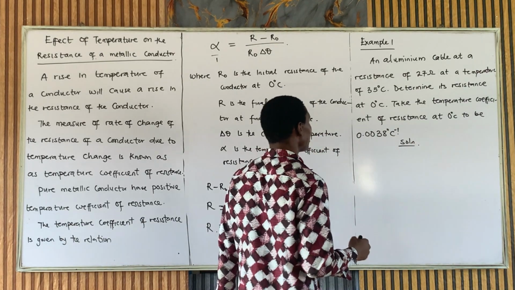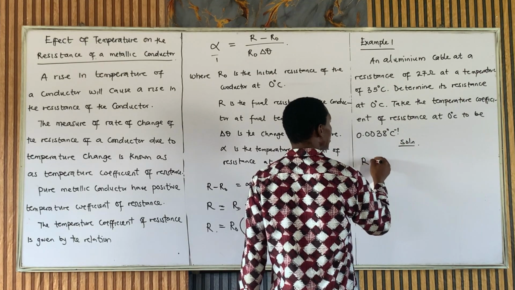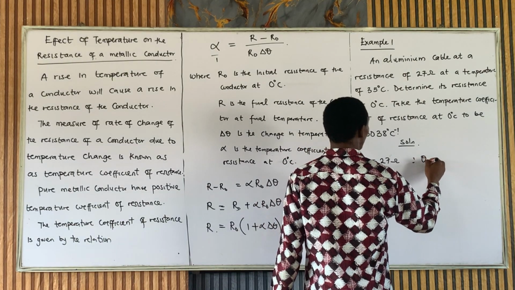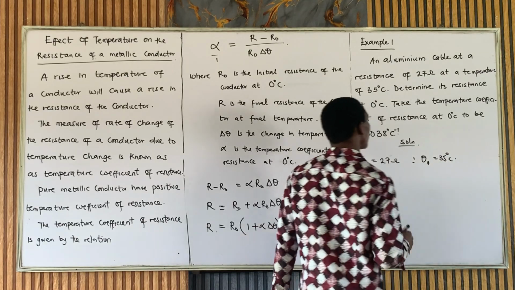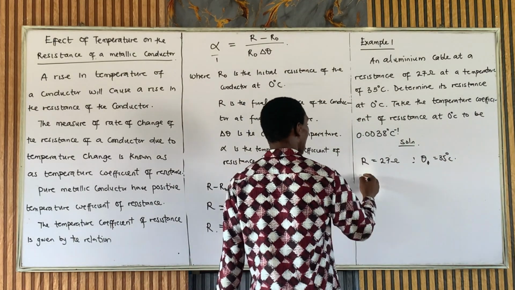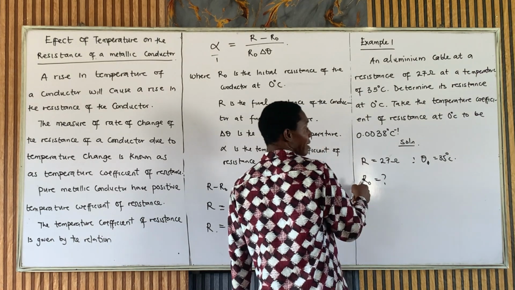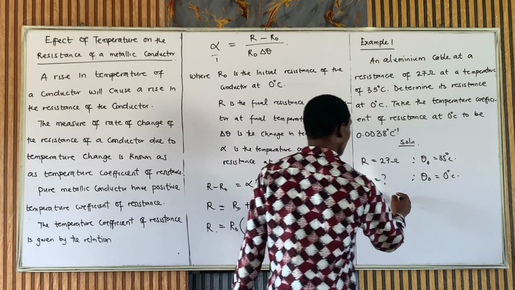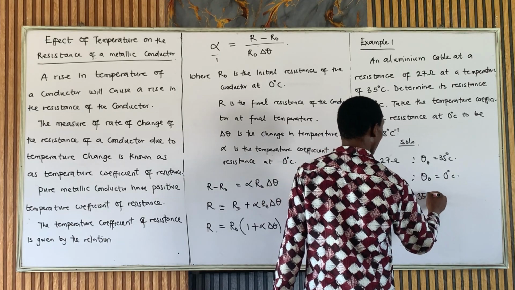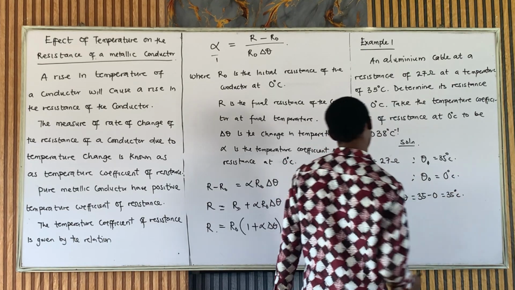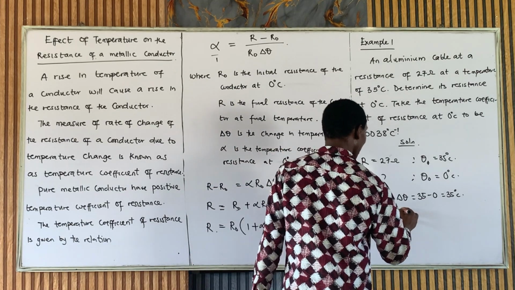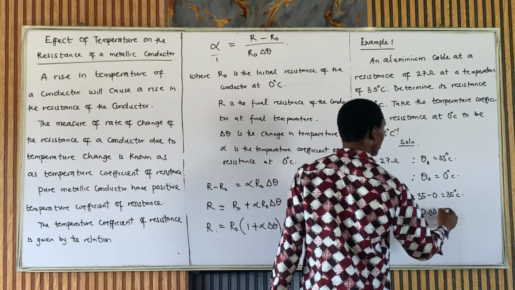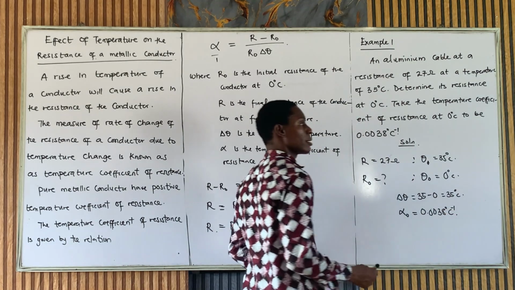Now, to solve this question is quite easy. We are given that the resistance is 27 ohms at a temperature of 35 degrees C. Now, I'm looking for its resistance R naught, because that's the resistance at 0 degrees C. So we can say change in temperature here will be 35 minus 0, which is 35 degrees C. We are given our alpha, which I can call alpha naught, because that's the temperature coefficient of resistance at 0 degrees C, and that's 0.0038 per degree C.